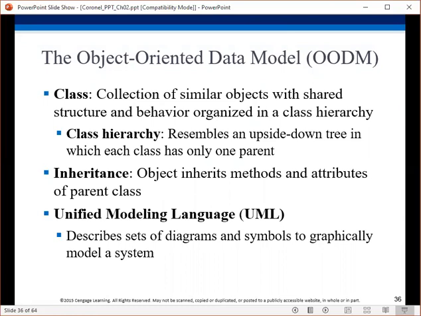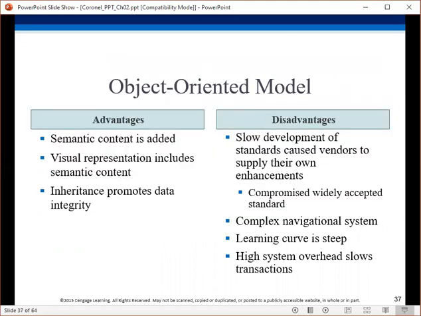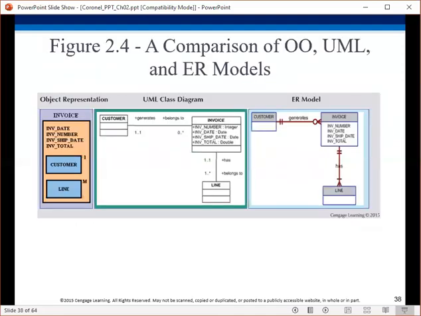But like in all object-oriented systems, you have a class, and the class has methods or routines that let you access the data, update the data, things of that matter. And it has some valuable aspects like inheritance. So again, it didn't really take off. And one of the things, high system overhead slows transactions. Yeah, because you're not going directly to the data, you're going to an object and then to the data. So it's like twice as long.